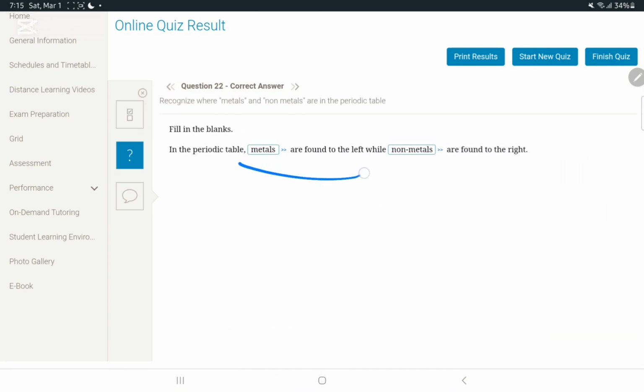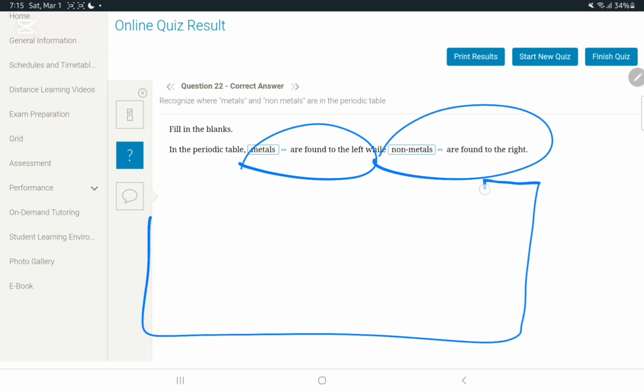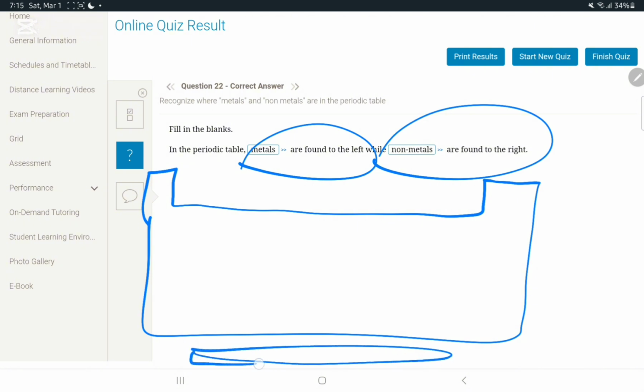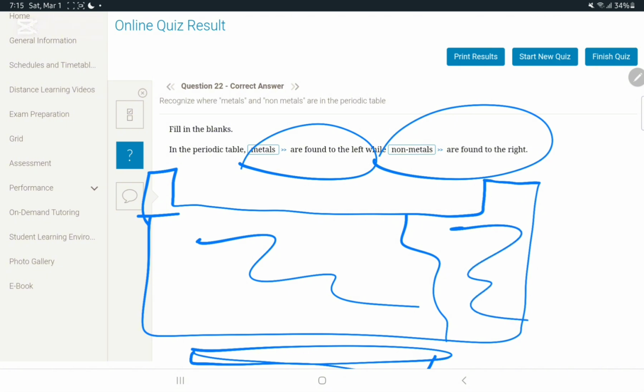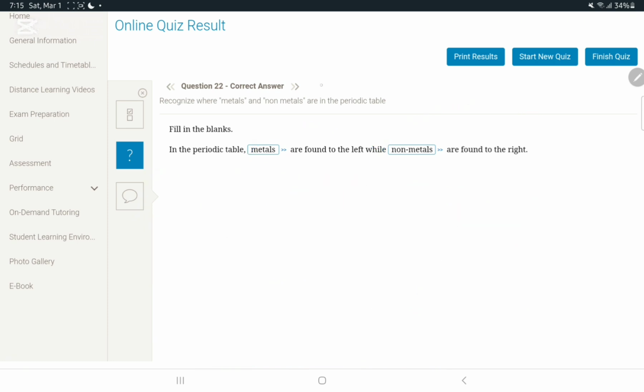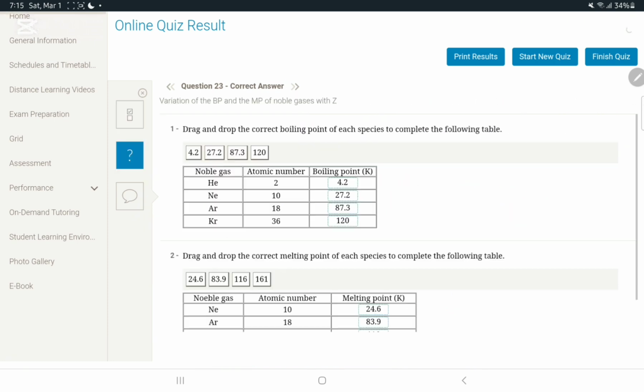In the periodic table, metals are found to the left while non-metals are found to the right. I'm trying to draw the periodic table as best as I can. Basically here we have the metals except for hydrogen, and then here we have the non-metals. Metals are to the left while non-metals are to the right.